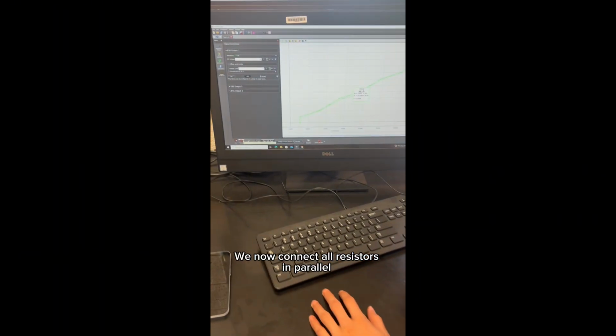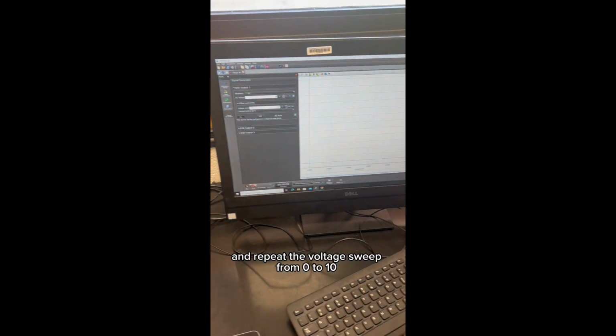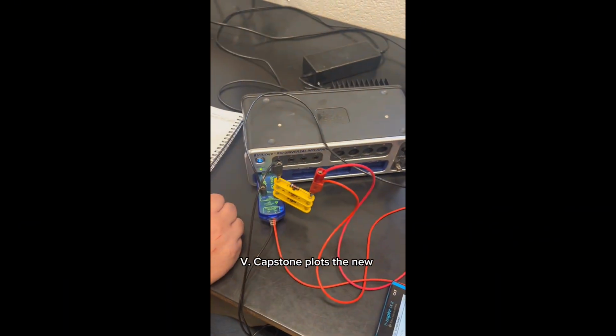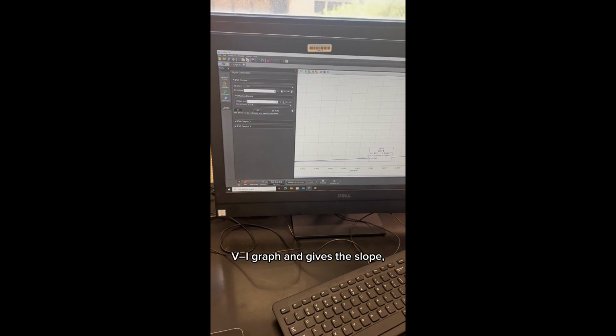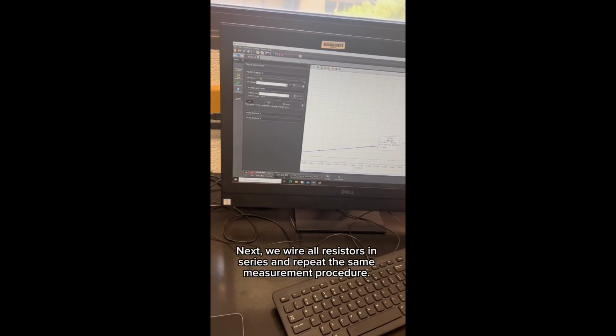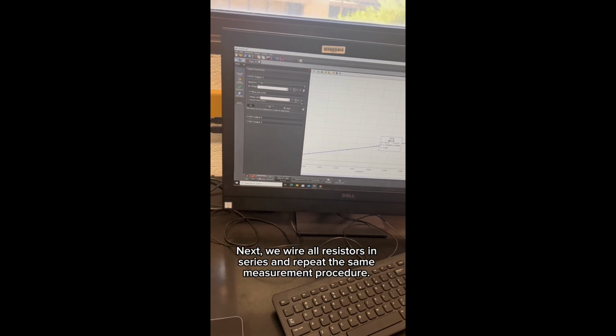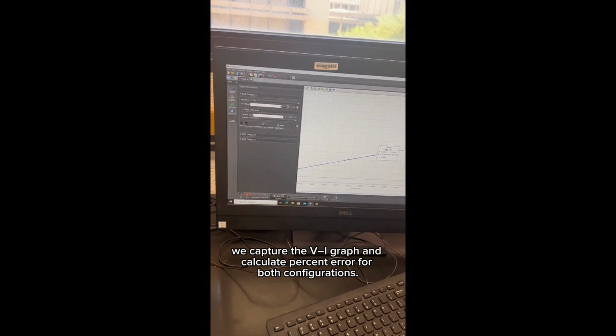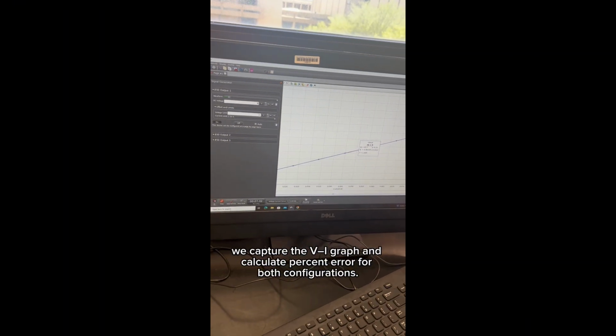We now connect all resistors in parallel and repeat the voltage sweep from 0 to 10 V. Capstone plots the new VI graph and gives the slope, our measured equivalent resistance. Next, we wire all resistors in series and repeat the same measurement procedure. Again, we capture the VI graph and calculate percent error for both configurations.